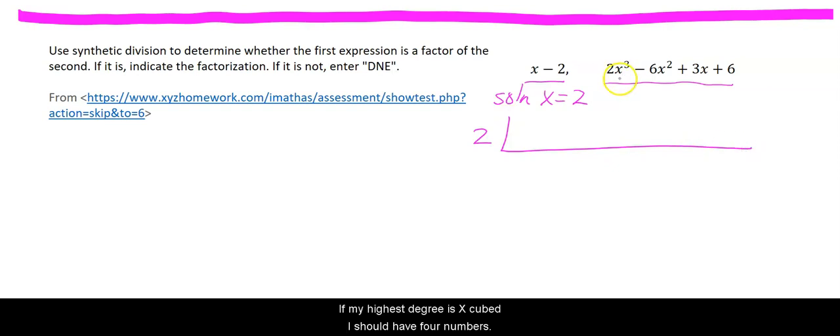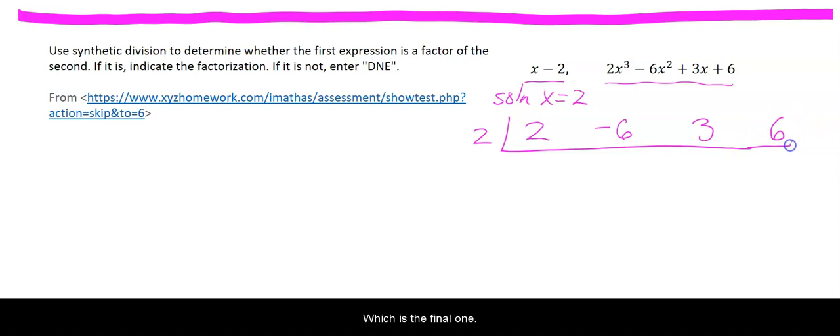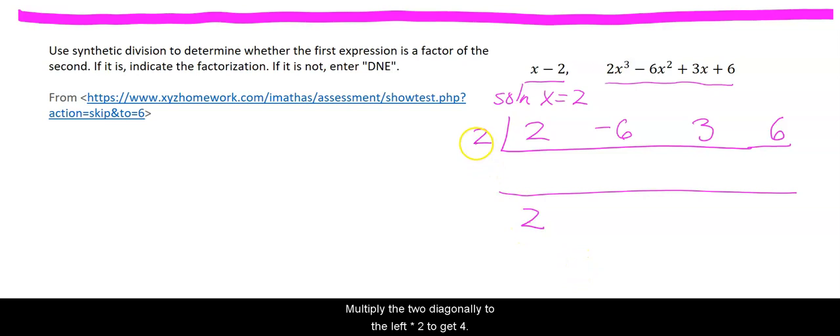If my highest degree is x cubed, I should have 4 numbers. 1 for the x cubed, the coefficient is 2. 1 for x squared, the coefficient's -6. 1 for the x term, coefficient's 3. And 1 for the constant, which is the final one. Draw your second horizontal bar. Add straight down to get 2. Multiply the 2 diagonally to the left times 2 to get 4. Add the column straight down to get -2.